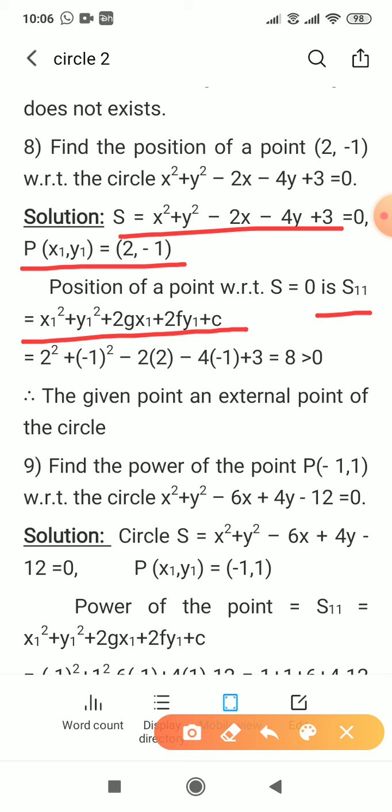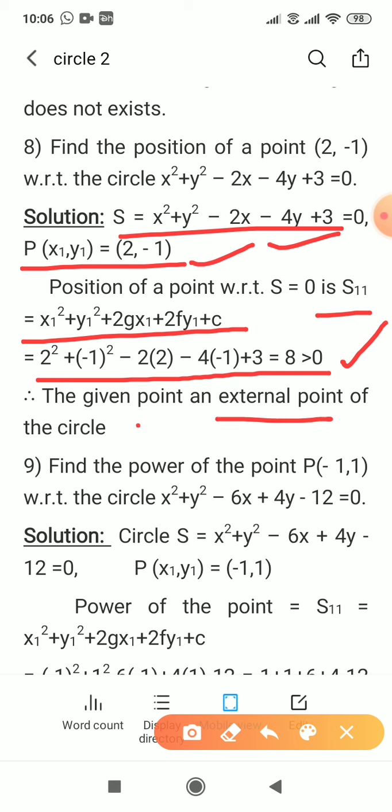That means substitute the point (2, -1) in the given equation of the circle. So put 2 in the place of x, put -1 in the place of y. That is 2 square plus (-1) square minus 2 into 2 minus 4 into (-1) plus 3, that is equal to 8. You know 8 is positive, so that is greater than 0. If S11 is greater than 0, the given point is an external point of the circle. This is the position of the point.